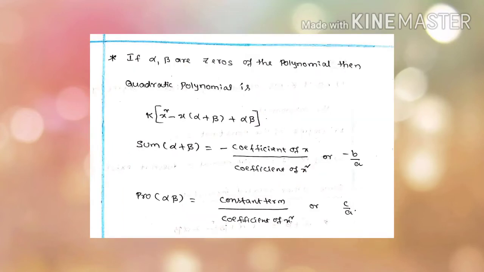Now if alpha, beta are the zeros of the polynomial, then the quadratic polynomial is k into x square minus x into alpha plus beta, plus alpha beta. Now the sum of zeros formula: sum of zeros alpha plus beta is equal to minus coefficient of x by coefficient of x square, or minus b by a. Similarly, product of zeros alpha beta is equal to constant term by coefficient of x square, or c by a.